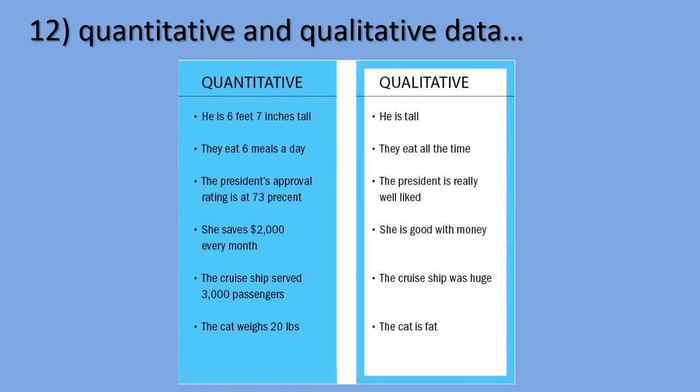Quantitative pertains to numbers. On the slide you can see he is 6 feet 7 inches tall. They eat 6 meals a day. The President's approval rating is at 73%. Yeah, this is a dated slide. However, qualitative: he is tall. They eat all the time. The President is really well liked. These terms are used in the general sense, and I often explain these terms to students.